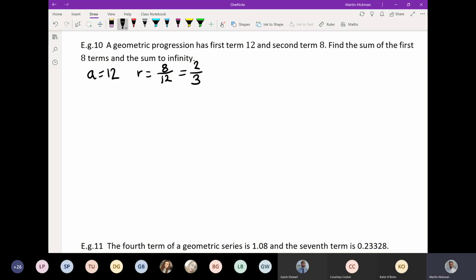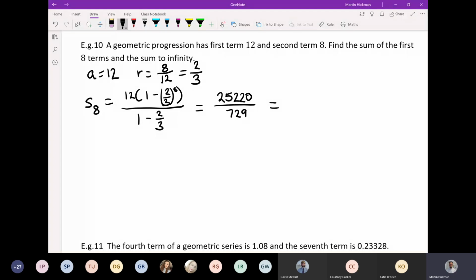And this is just what we were doing yesterday, finding the sum. The first part of this anyway is to find the sum of the first 8 terms. So I want to find S8. And to do this, I just use the formula that we introduced yesterday. So just be careful as you put this all in on your calculator that you don't make any mistakes with BIDMAS, any mistakes with your negatives. And if you want it exact, it's 25,220 over 729. If you want it as a decimal, it's 34.60.